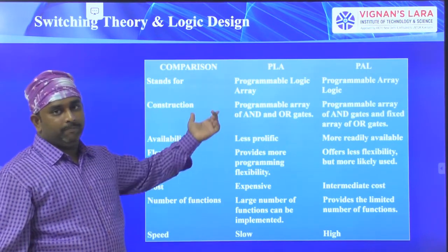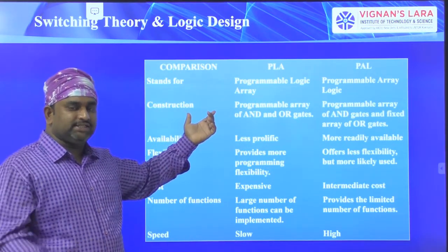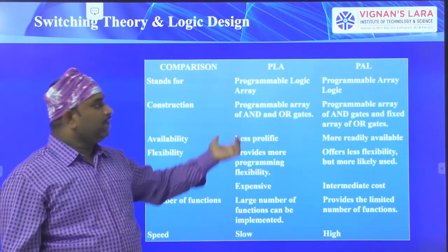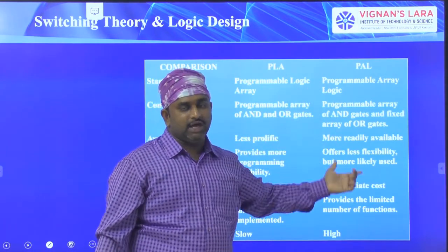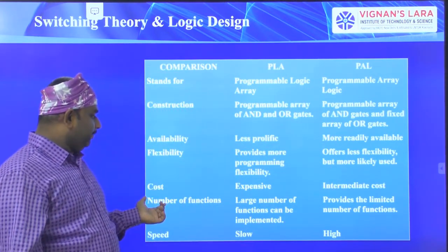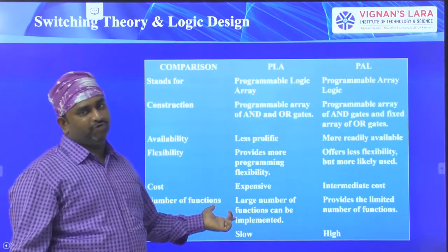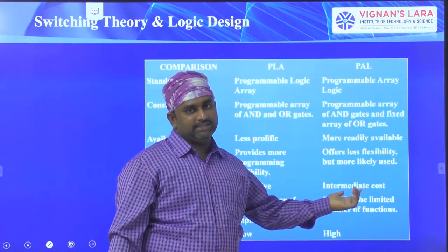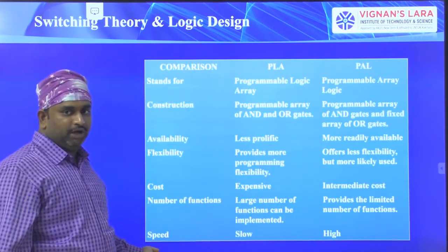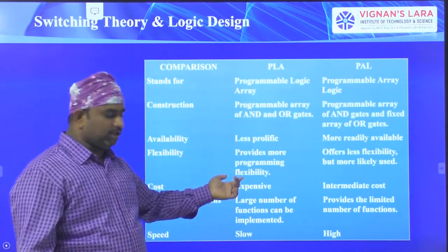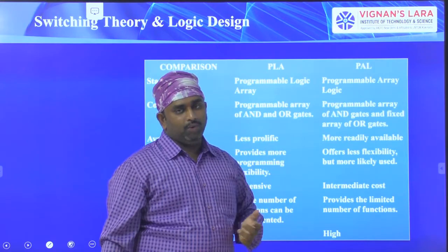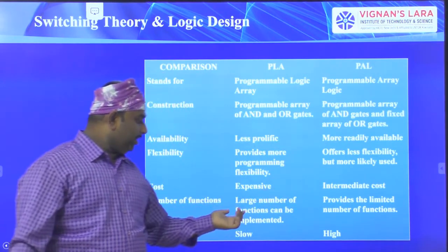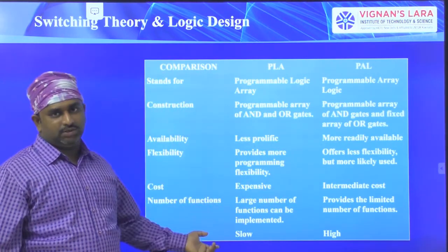And cost: if there is a choice of changing the program for the device, then it is very complex to design. So PLAs are very costly and PALs are very cheap in comparison. As for the number of functions, in PLA we can use any number of functions any number of times, but PAL has limited functionality. Coming to the speed of the device, PAL is faster. Why? Because these are predefined functions and only some limited functions are available, so it is fast, while PLA is somewhat slower.